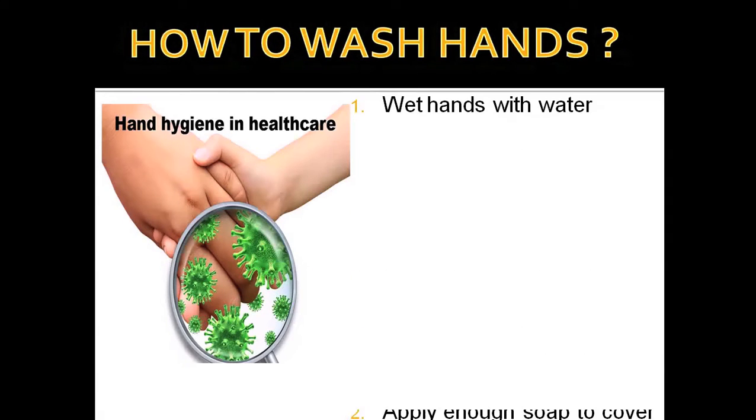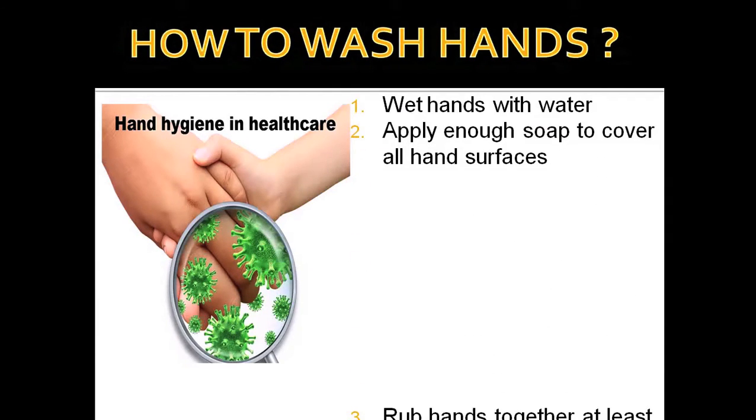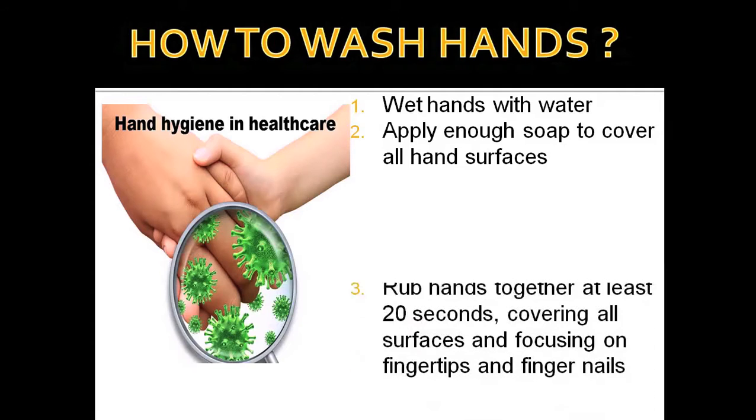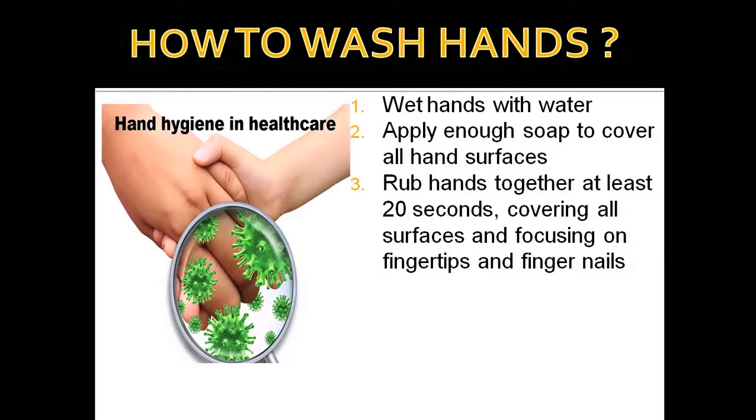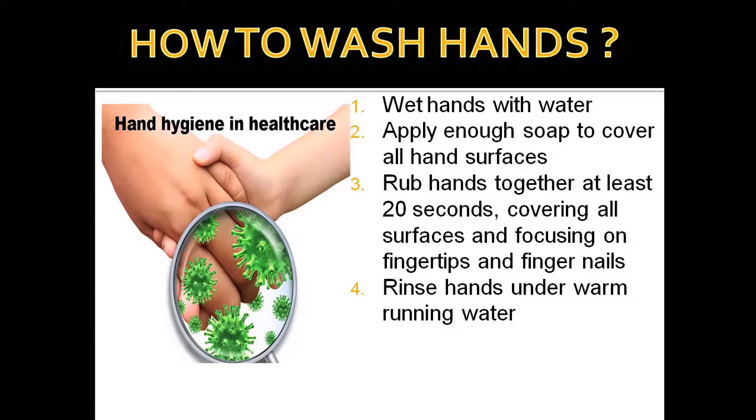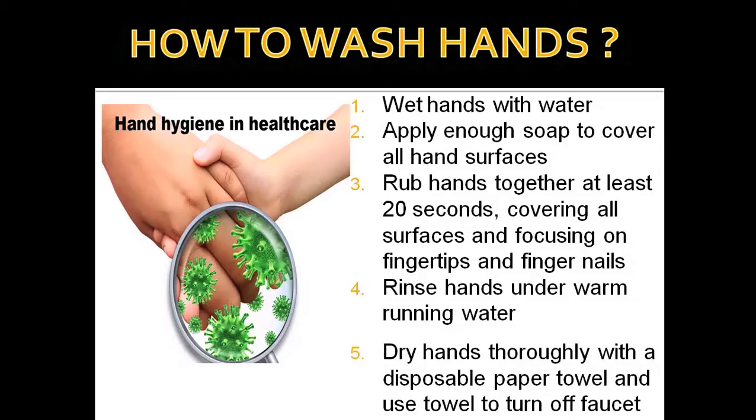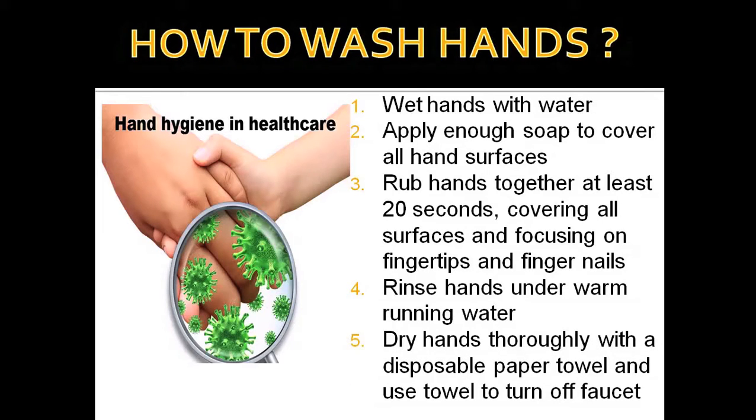How to wash hands with soap and water? Wet hands with water. Apply enough soap to cover all hand surfaces. Rub hands together for at least 20 seconds, covering all surfaces and focusing on fingertips and fingernails. Rinse hands under warm, running water. Dry hands thoroughly with a disposable paper towel and use the towel to turn off the faucet.